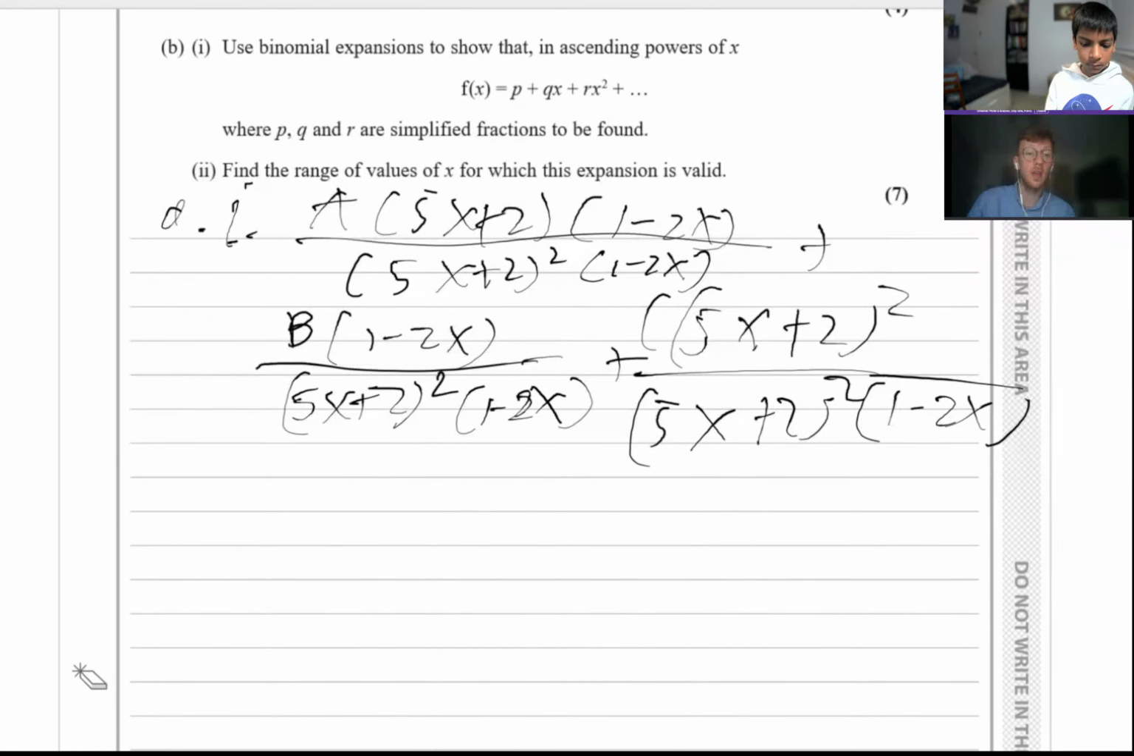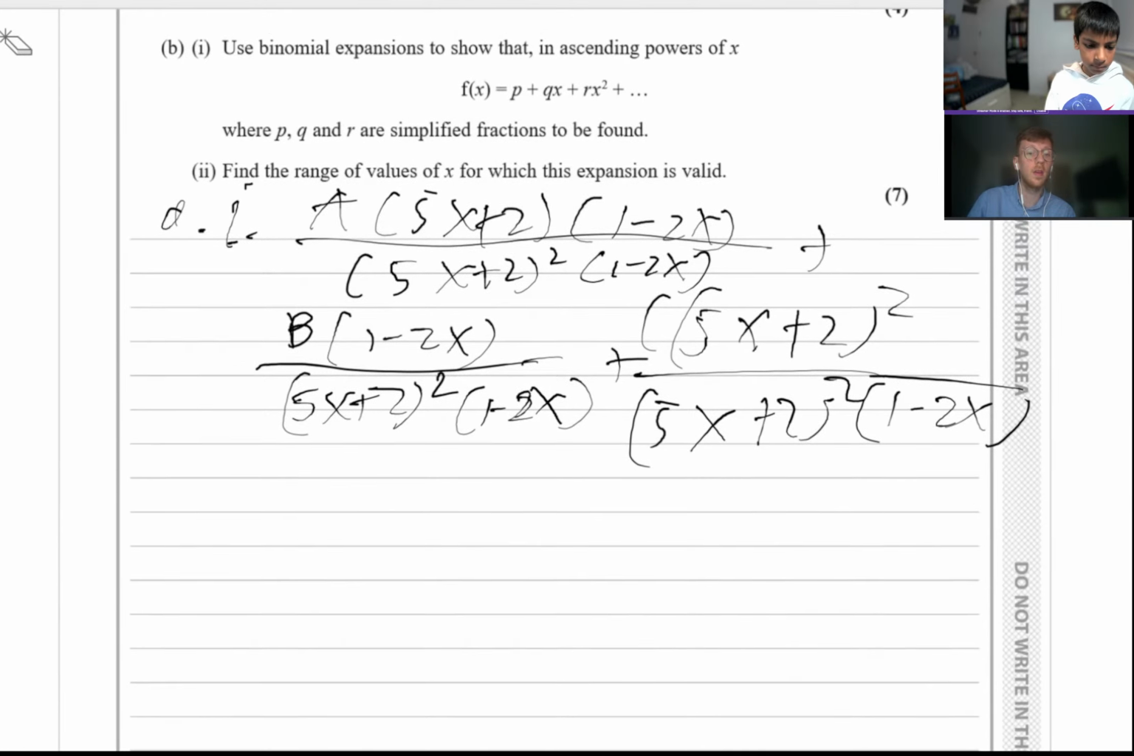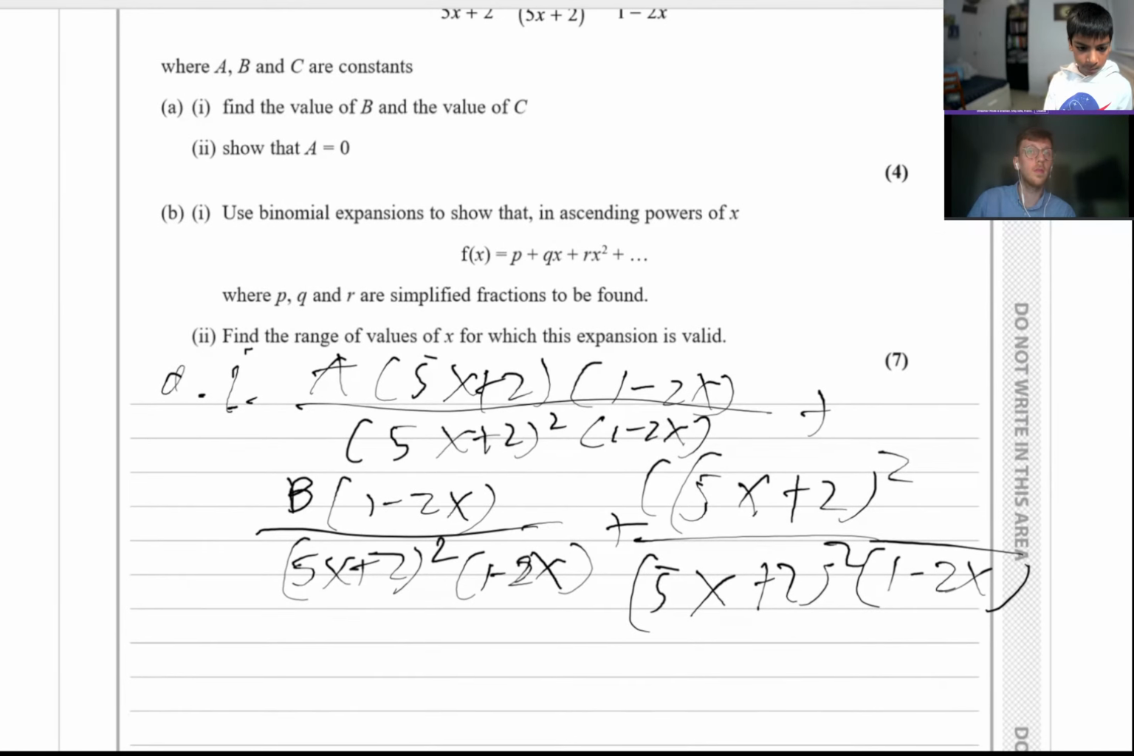that common denominator. Good. And that should give us a nice identity we should be able to then use to find the values of a, b and c. So what identity would that give us?